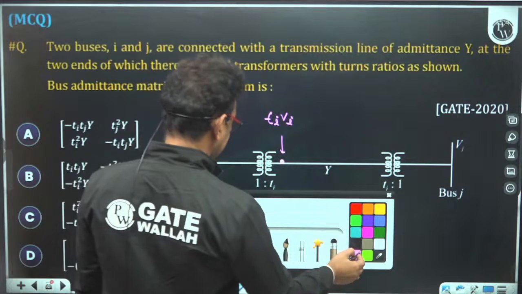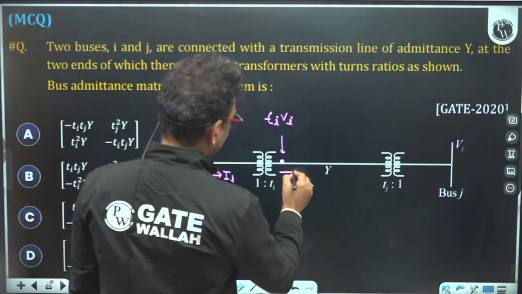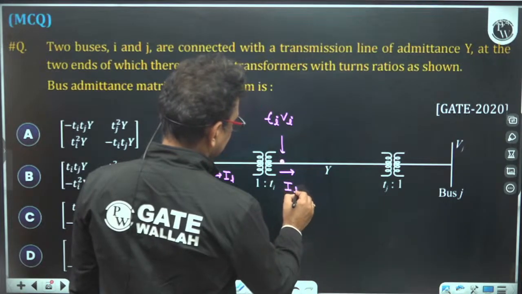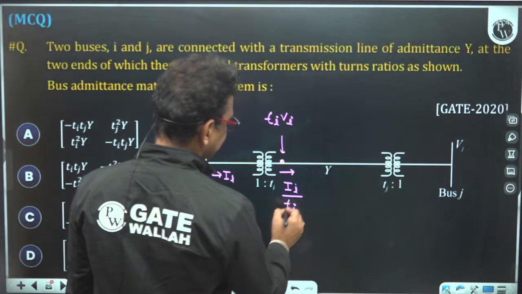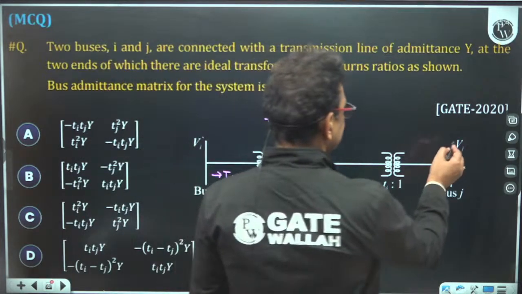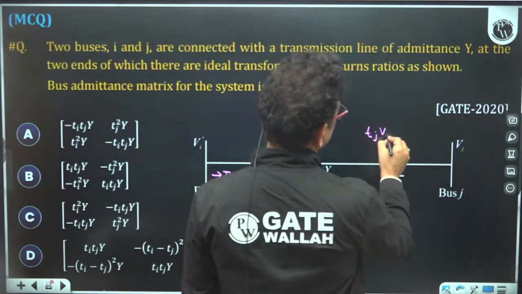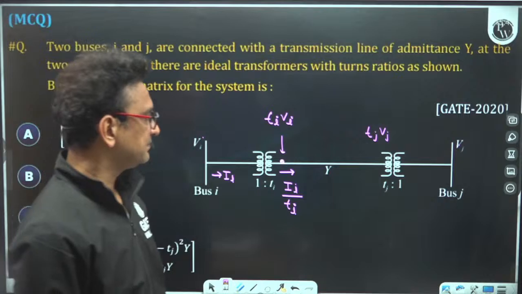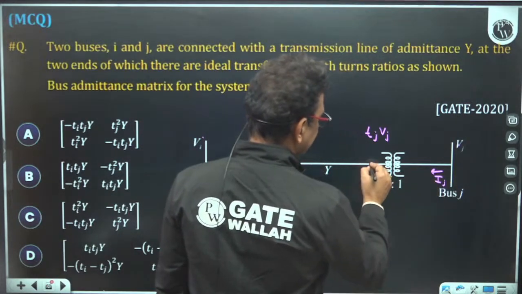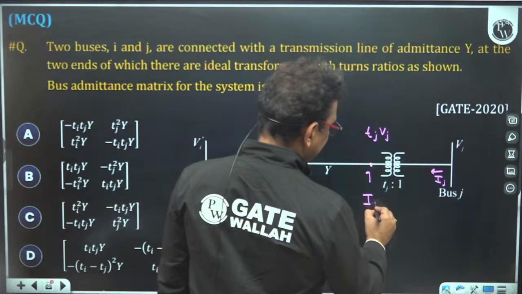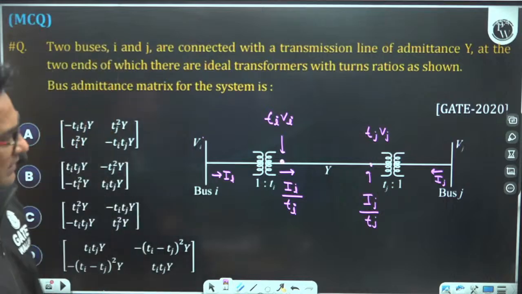Suppose this is my current Ii. Here the current will be transformed by the inverse of the turn ratio, so it becomes Ii upon Ti. Similarly, if I transfer this Vj here, according to the turn ratio, it becomes Tj into Vj. If I transform the current, suppose it is Ij at this point, this becomes Ij divided by Tj, because the current transforms by the inverse of the turn ratio.